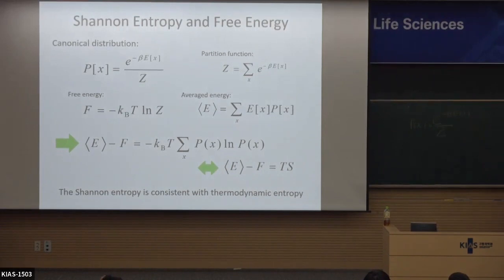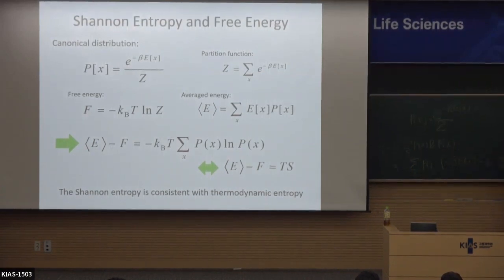Our probability distribution is given by this. Now we can calculate the Shannon information, so log of this is given by this.